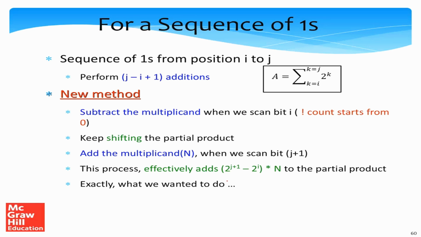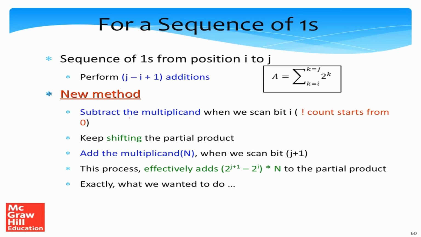This is a simple summation that you can do. It means that for a sequence of ones from position i to j, we typically perform j minus i additions. We just keep on performing additions. So let's do a new method. The new method is called the Booth multiplication method.